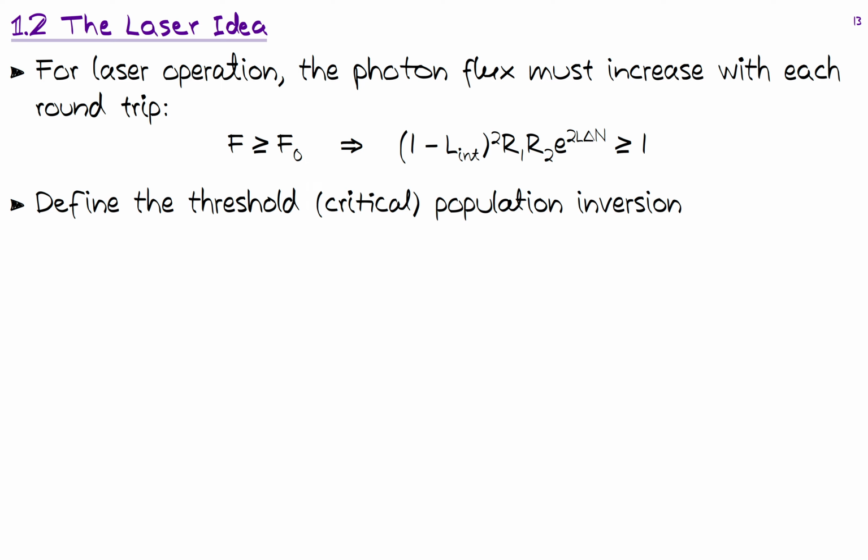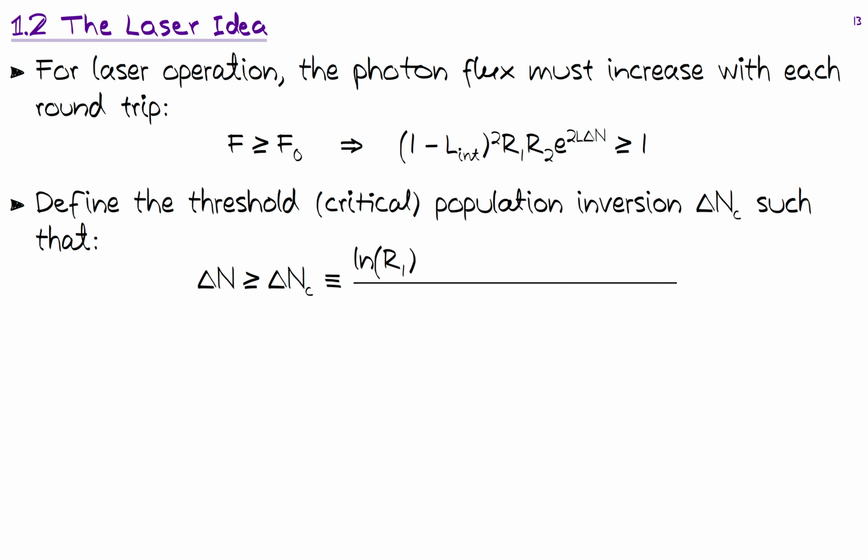So delta NC, the critical threshold level, is the case when we have a population inversion that gives rise to the possibility that the gain increases. The gain is larger than the losses of the cavity. So basically plugging values into that exponent and solving with respect to delta n, we can write this kind of logarithm term here. So we have the logarithm of R1 plus logarithm of R2, that's the mirror reflectivity, times 2 times the natural logarithm of 1 minus L int, the propagation losses inside the cavity, divided by 2L.